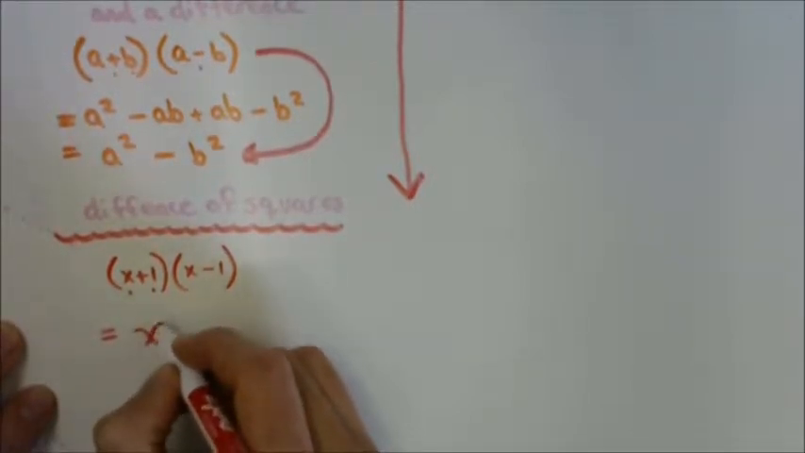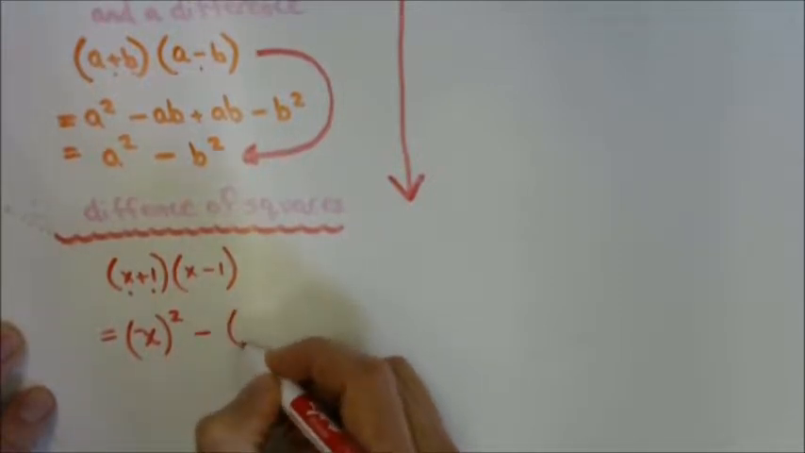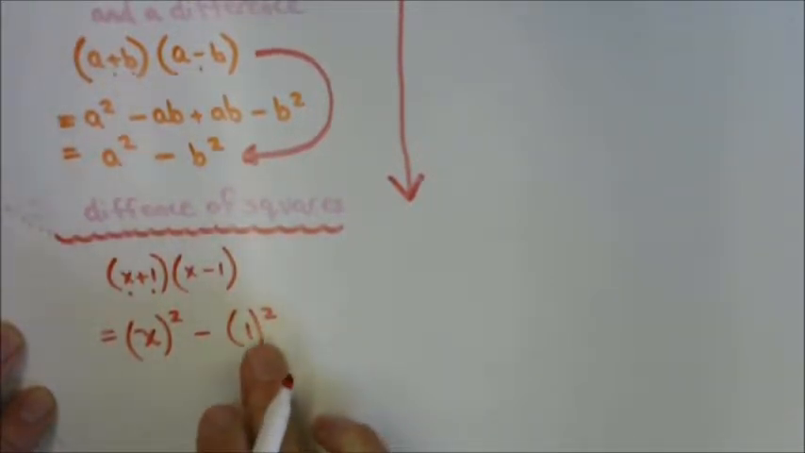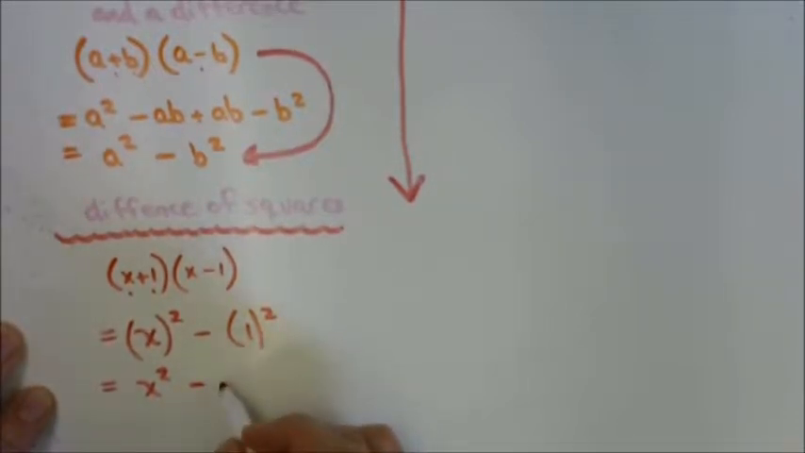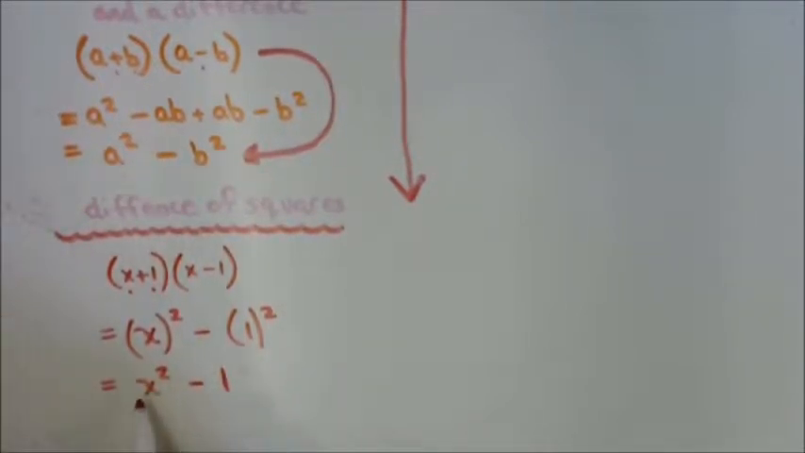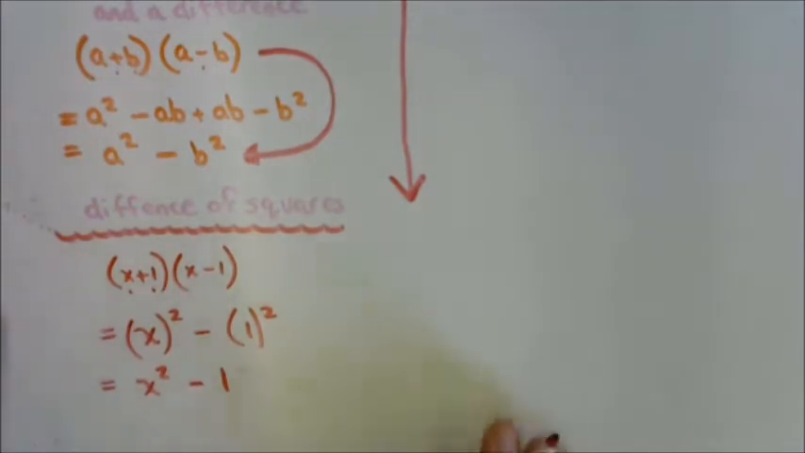This is going to be x squared minus 1 squared. A squared minus B squared. Now x squared in brackets is just x squared, and 1 squared is just 1. So here we have x squared minus 1. This is now called a difference of squares. That's what we just did, right? We went from a product of a sum and difference to a difference of squares.